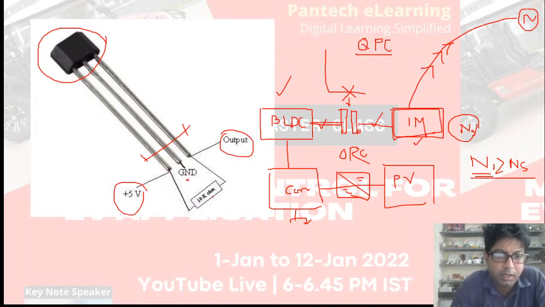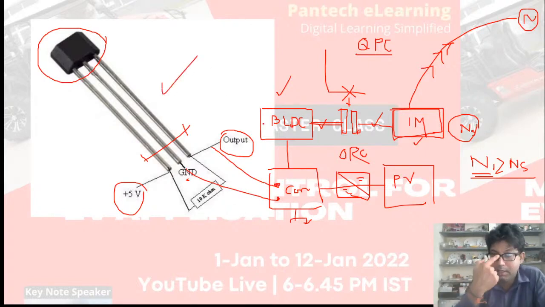Always better you connect one 10K in between this one. So output will be taken from this point and this point. It is going to the controller. So this is the Hall sensor connection. Every BLDC motor will be coming with this Hall sensor installed inbuilt, because, as I told, you need to know the rotor position.